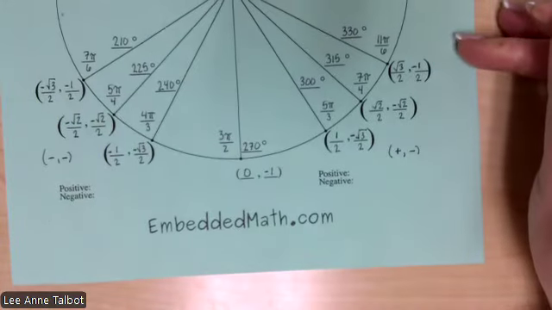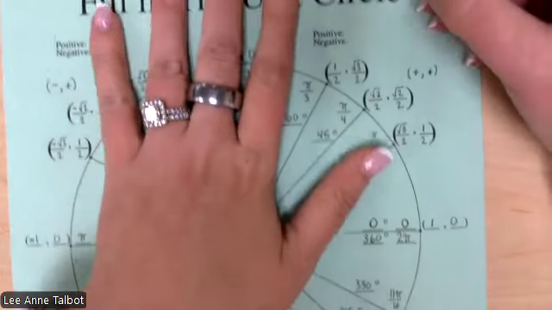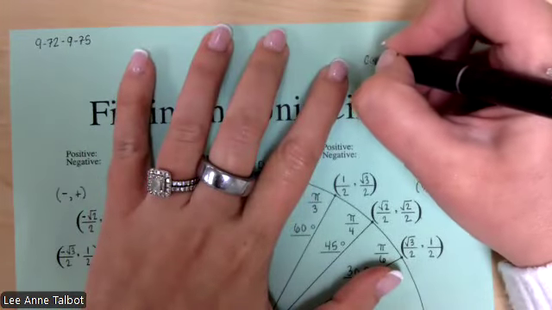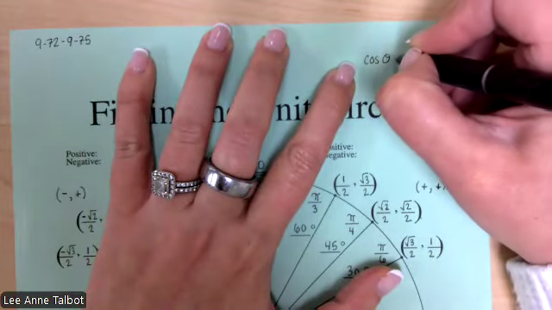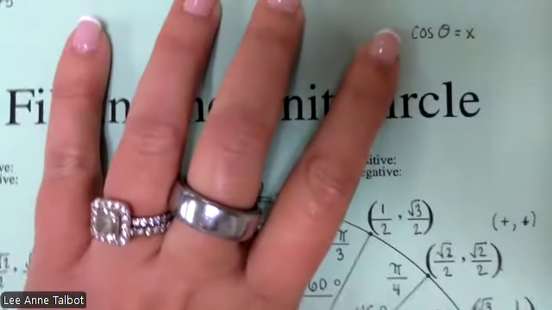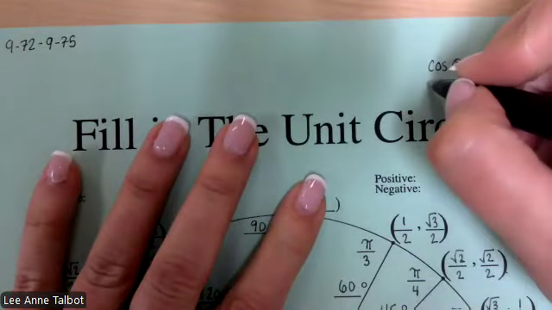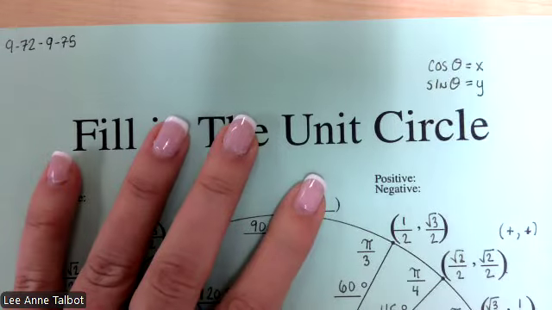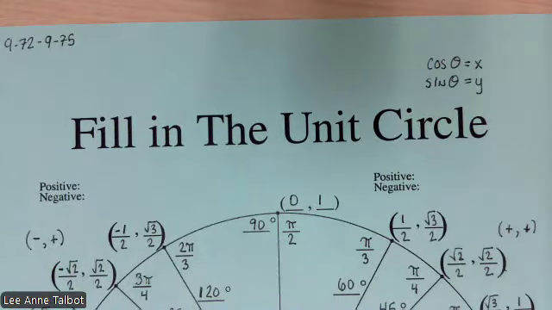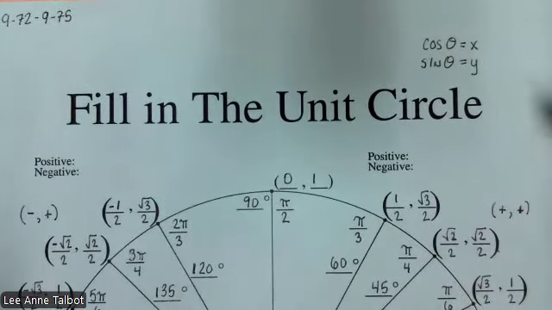Okay, so I think that's really helpful. But then I also think, come back up to the top, we're going to write cosine of theta equals x. Sine of theta equals y. Leave some room because we're going to add tangent to this at some point, not today. And then the last thing I want to do is go around to the positives and negatives.